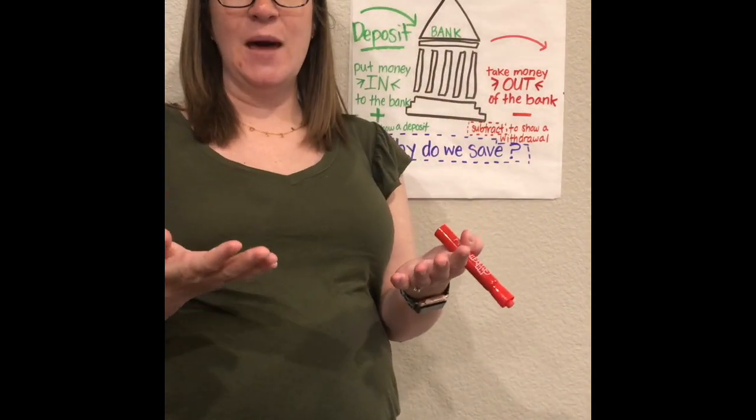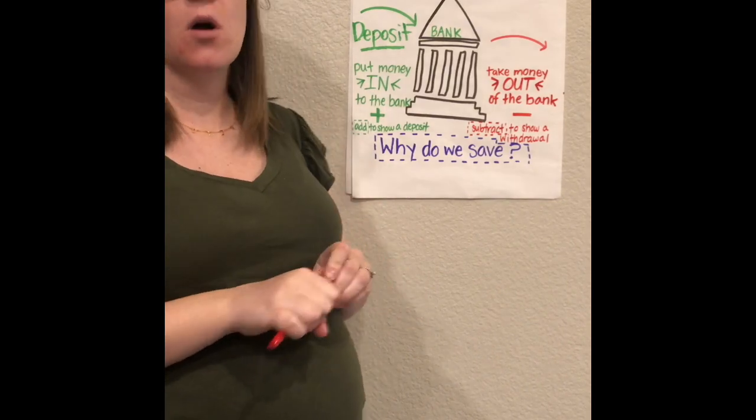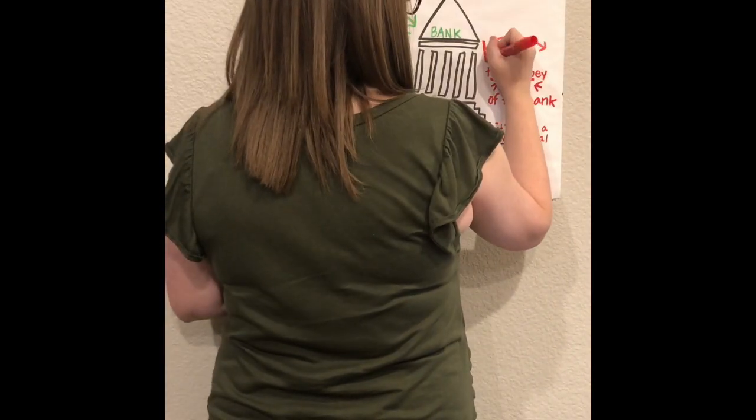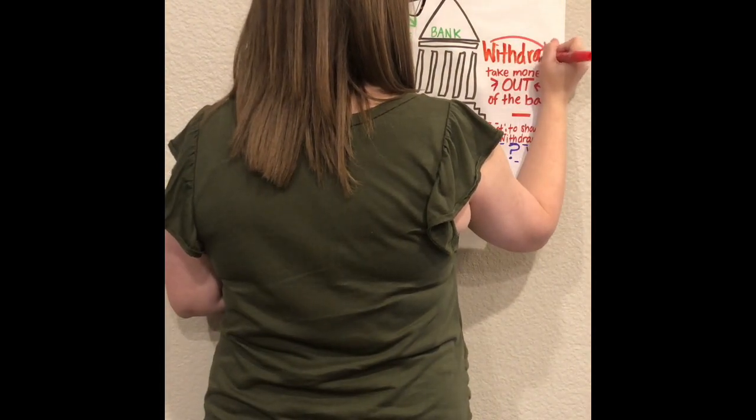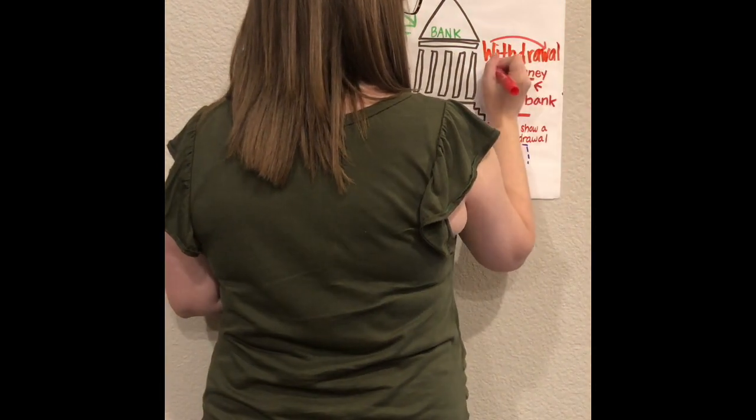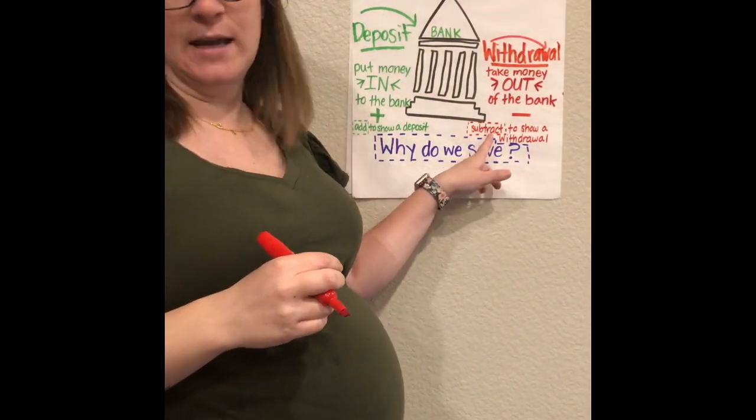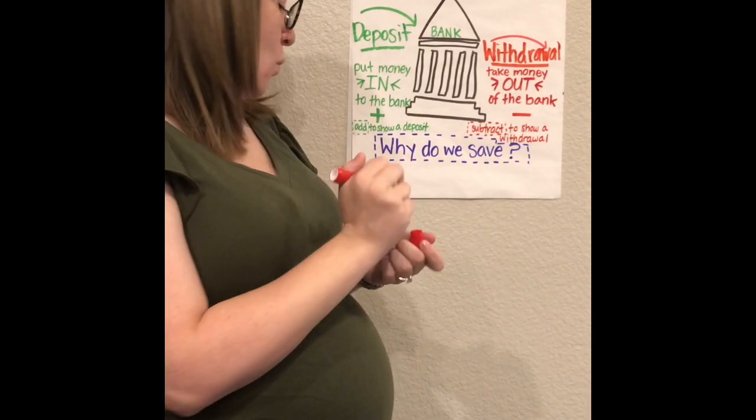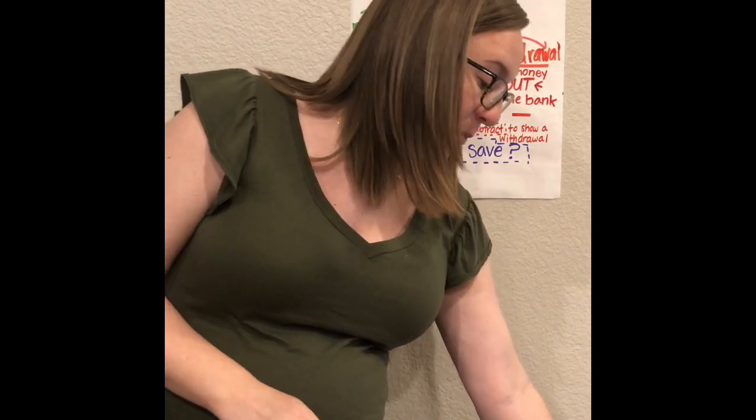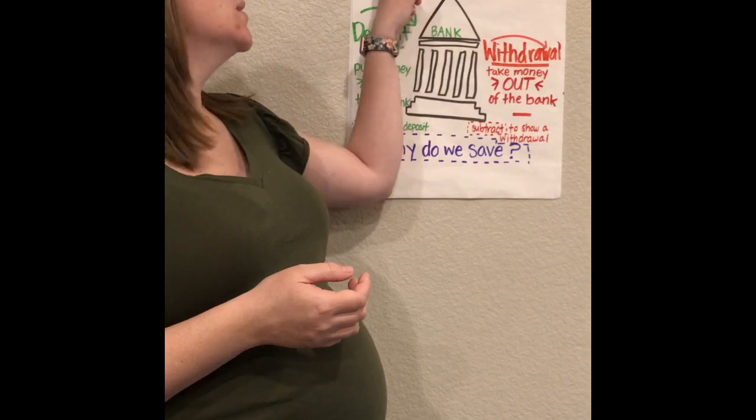But when you spend your money, you're going to have to take some money out of the bank. When you take money out of the bank, we call that a withdrawal. Now, when you withdraw money from a bank, you are subtracting money from your bank account, which means the number is getting smaller. When we add and subtract money in our bank account, we do this because we have a purpose. One of the purposes is to save.